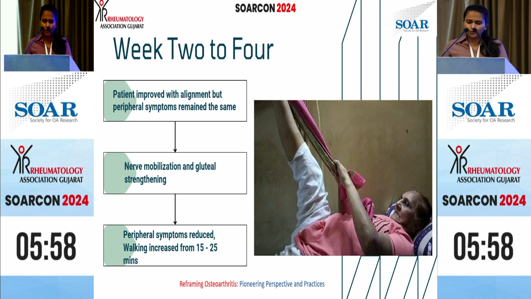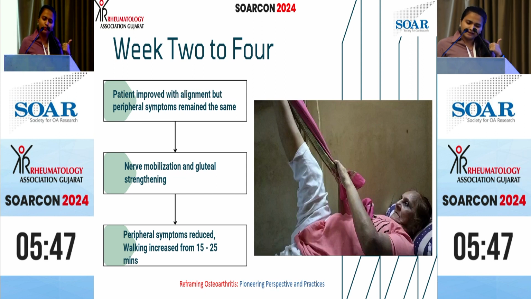Along with the core recruitment, I started working on the gluteal recruitment and the lumbopelvic stability. By week 4, there were 30 minutes with no claudication. The NPRS was still 5, and the peripheral symptoms were slightly reduced.